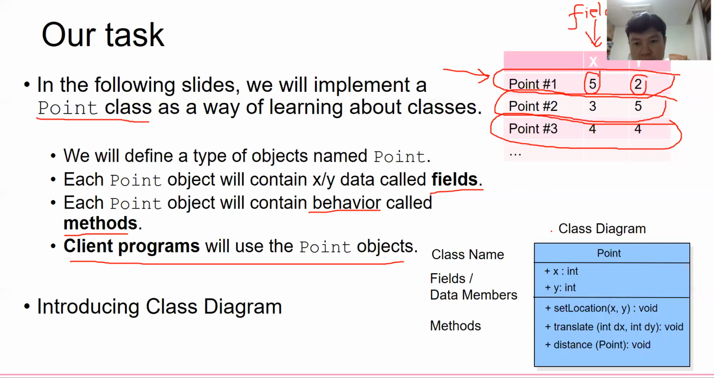So this is one of the examples. I can say this is a class diagram. The class diagram is a kind of box like this one. The first part here is the class name. And then the second part here is the fields or data members. So you can see here X and Y. X is an integer, yeah, we know because it is a number. And Y is also an integer because it's also a number.